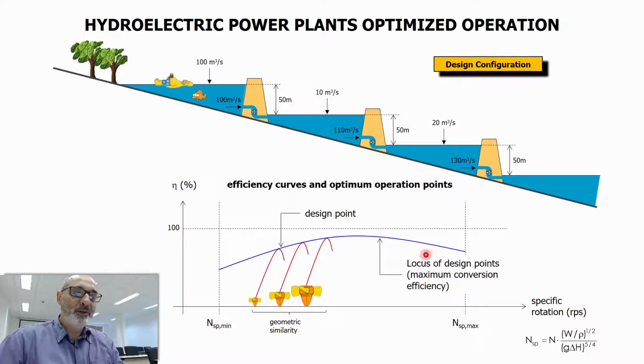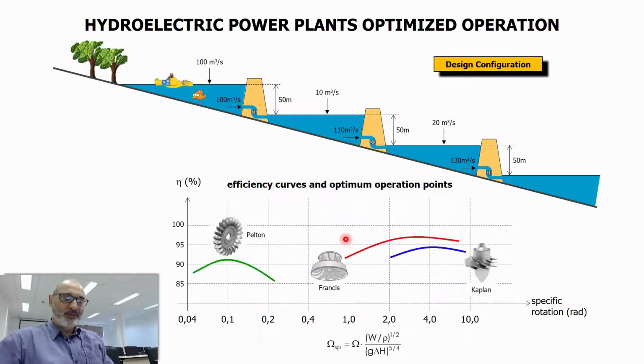So this blue curve is the locus, in Portuguese we call it lugar geométrico. Locus of design points of maximum efficiency conversion. So we're going to calculate a specific point, and the turbine that goes on this specific point is the one that has maximum efficiency. So that's how things work.